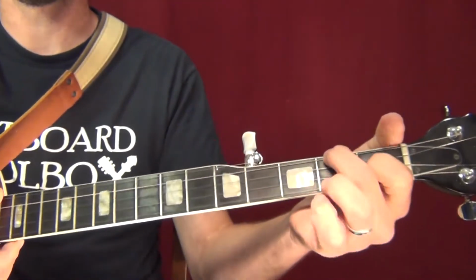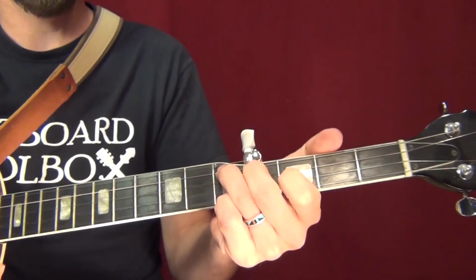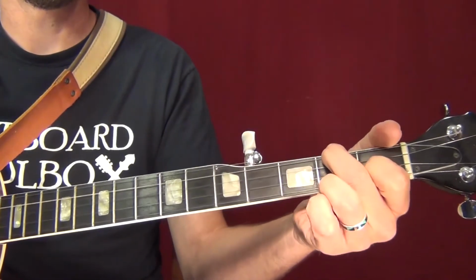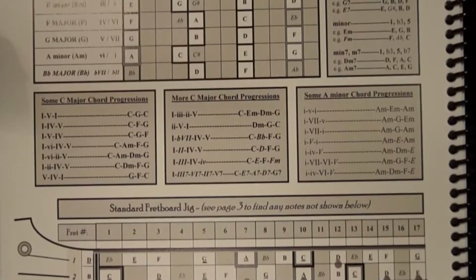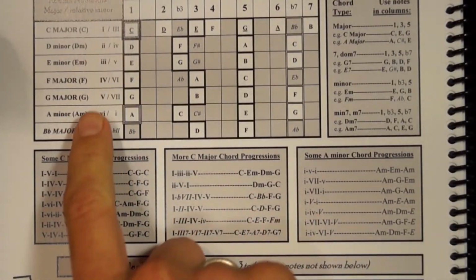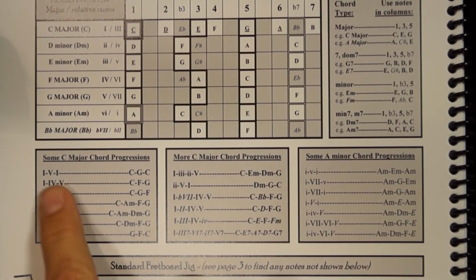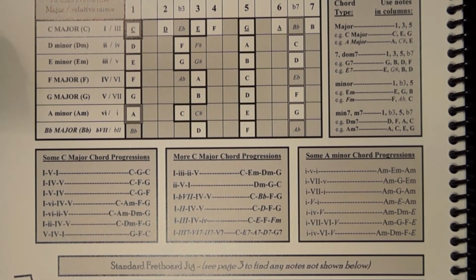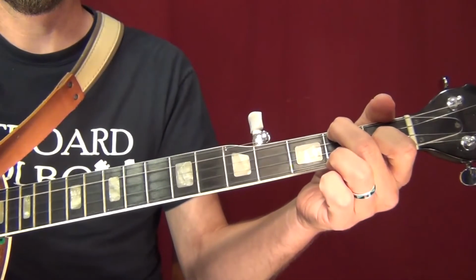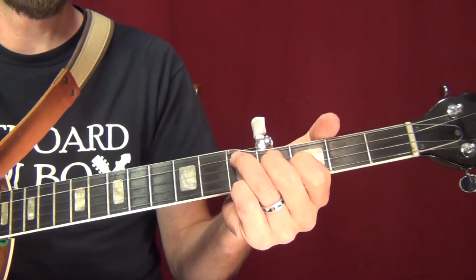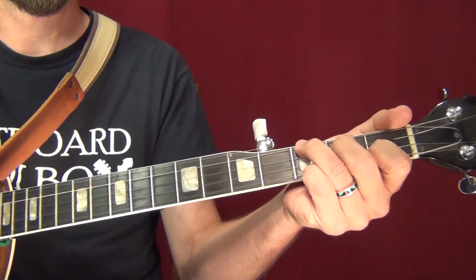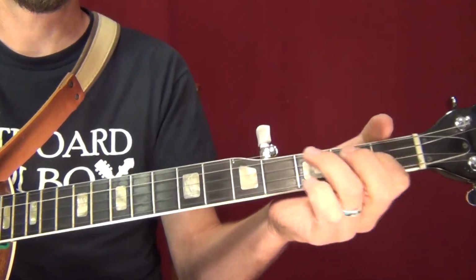Both C major chords there. So that was 1, 4, 5, 1. You can also mix those up a bit, and you can play a 1, 5, 4 progression. So a 1, 5, 4 is going to be C, G, F. So here's C major, G major, F major, back to C.